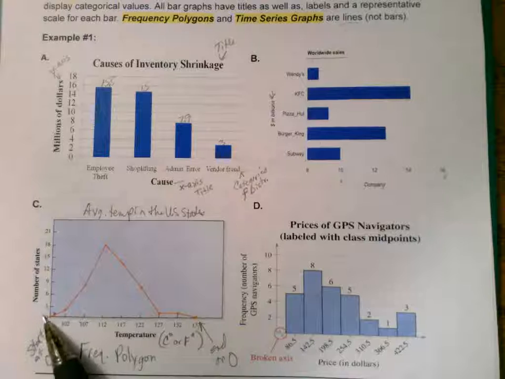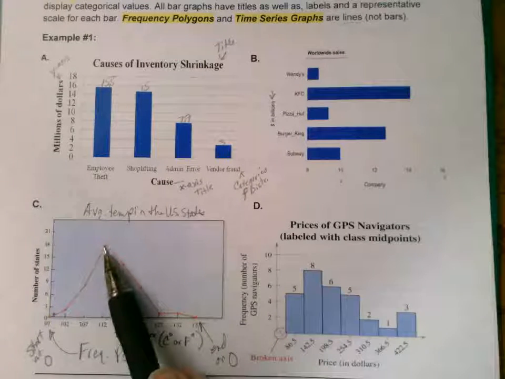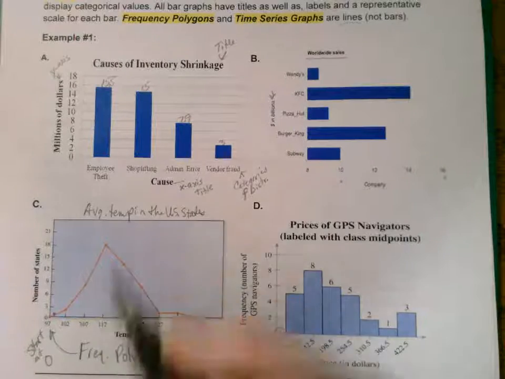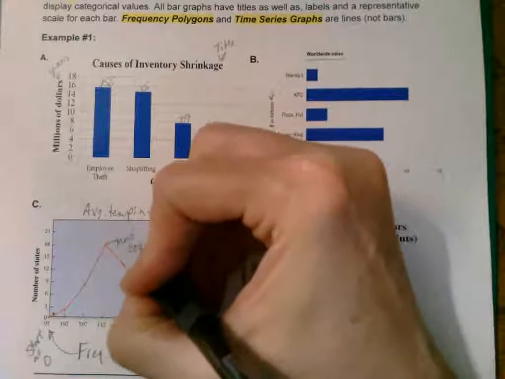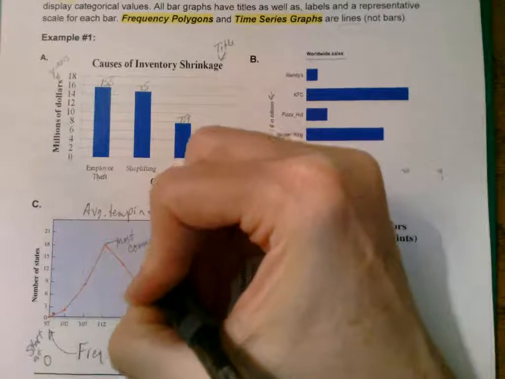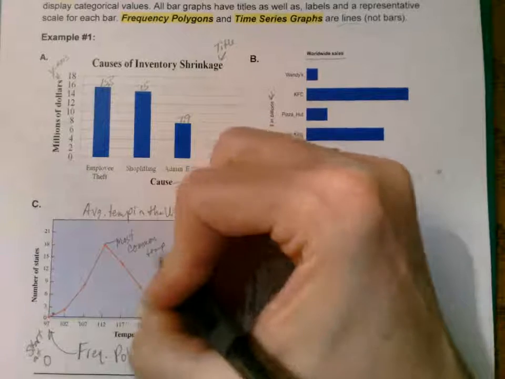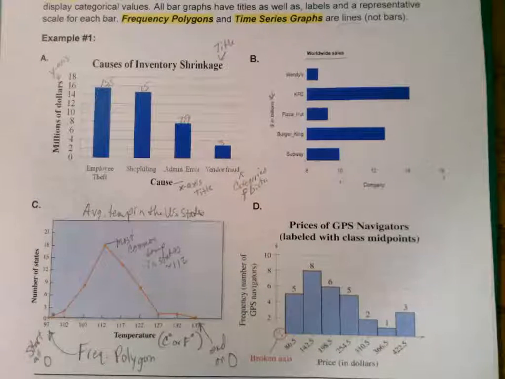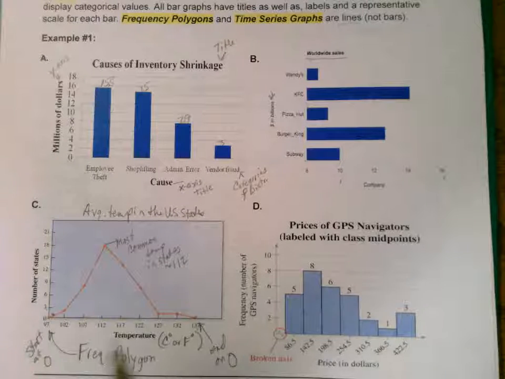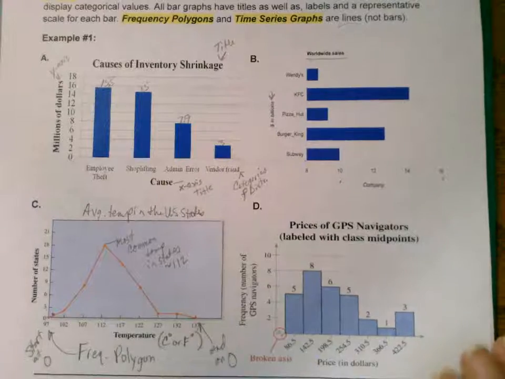And it looks like most of the states have this temperature here approximately. So that must be the most common temperature in the states. Approximately 112. I'm thinking Celsius instead of Fahrenheit, but that's what a polygon looks like.